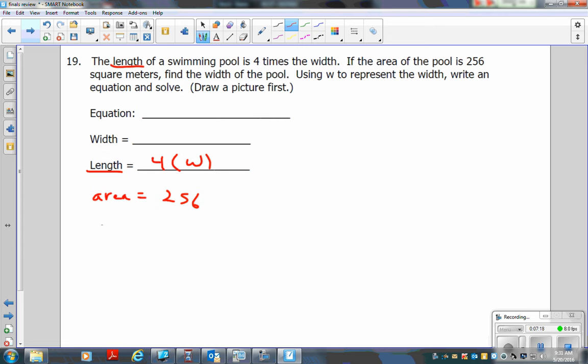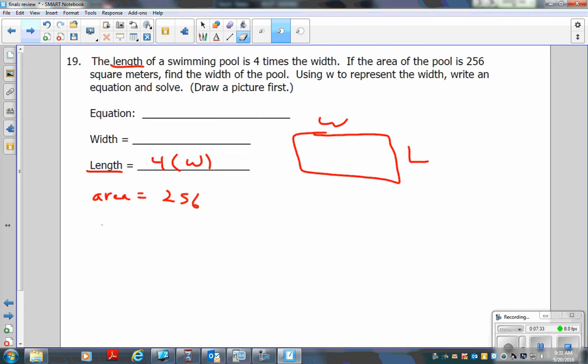So now what we have to do is write an equation here. The best way to do that is to draw a rectangle just like that. We'll call this one the width. We'll call this one the length. And we already have the length. The length is 4W, so I'm going to erase the letter L and put 4W right here. And now I have everything I need.